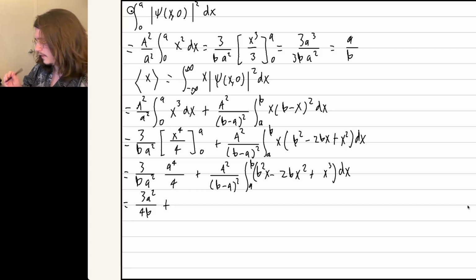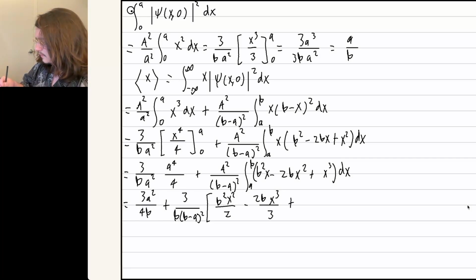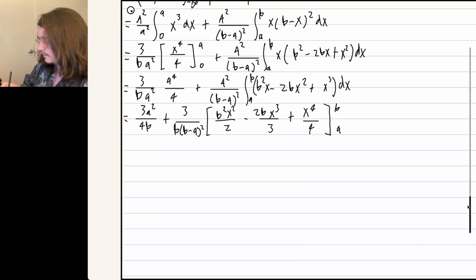And then, I don't know why I haven't used the definition of A yet on the second term, so 3 over b times b minus a squared. And then now the integral can be evaluated, so it's b squared x squared over 2 minus 2b x cubed over 3 plus x fourth over 4 from a to b.